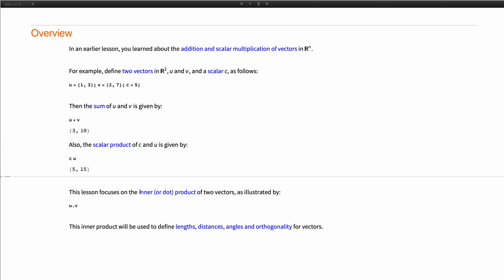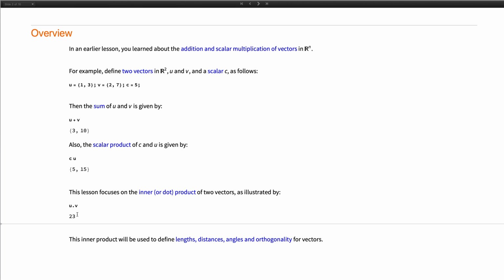Now in this lesson, we'll talk about the inner or the dot product of two vectors. Here's an example. u dot v will give back a number. In this case, it's 23. To see how it came about, you simply multiply the x components, so 1 times 2 is 2. The y components, 3 times 7 is 21. And then 2 plus 21 is 23. So really, it's a very simple operation. But the point is that this operation of inner product can be used to define lengths of vectors, distance between vectors, angle between vectors, and the question about orthogonality, or when two vectors are perpendicular.